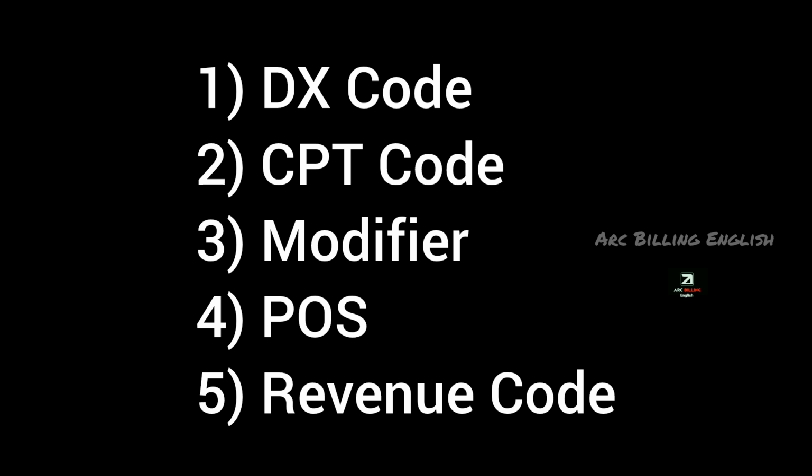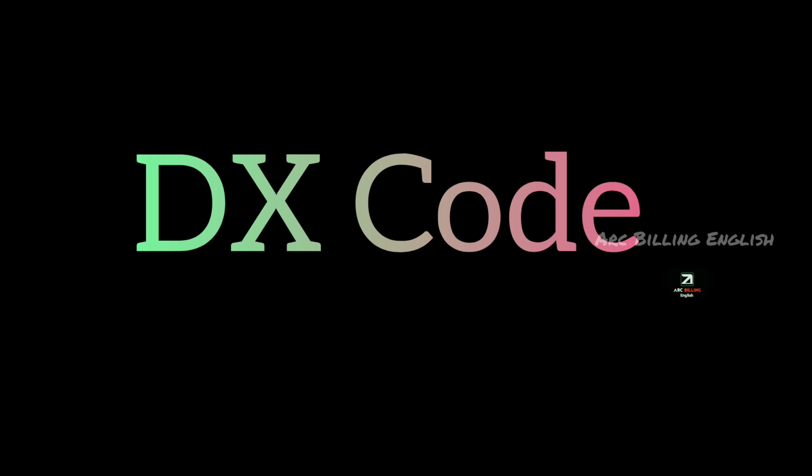Without any delay, let's start the topic. I'm going to start with the DX code. DX code is also called as diagnosis code. It's a combination of letters and numbers that represents a certain medical condition, symptom or disease.